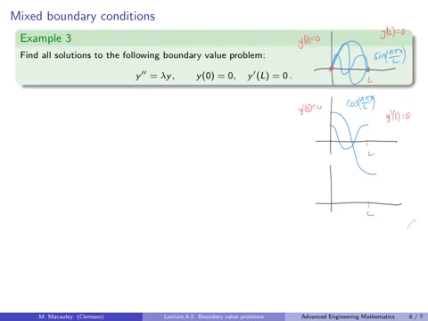Now the third one, let's think about how this is going to compare to these two. So now we are specifying y of 0 equals 0. So it's going to be like this first one. This is going to kill off the cosine waves. But now we're specifying that the function should be flat at L. So something like this.